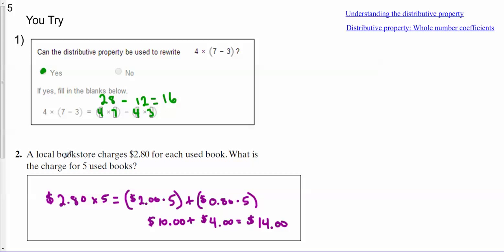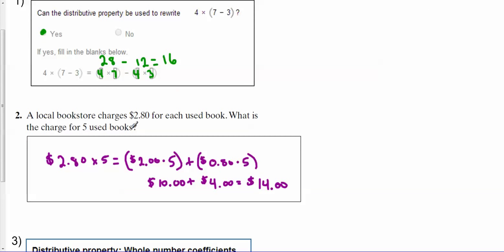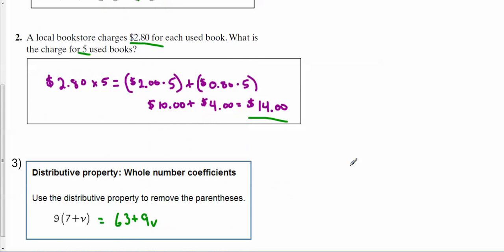Okay. So number 2, a local bookstore charges $2.80 for each book. What is the cost for 5 books? So $2.80 times 5. $2 times 5 plus 80 cents times 5. That gives me $10 plus $4. So my grand total is $14.